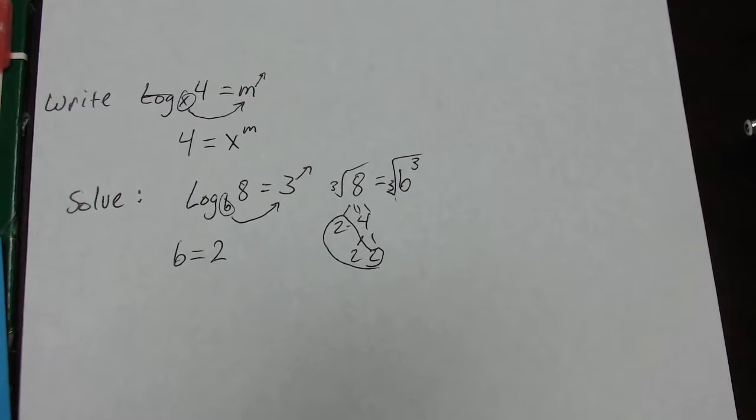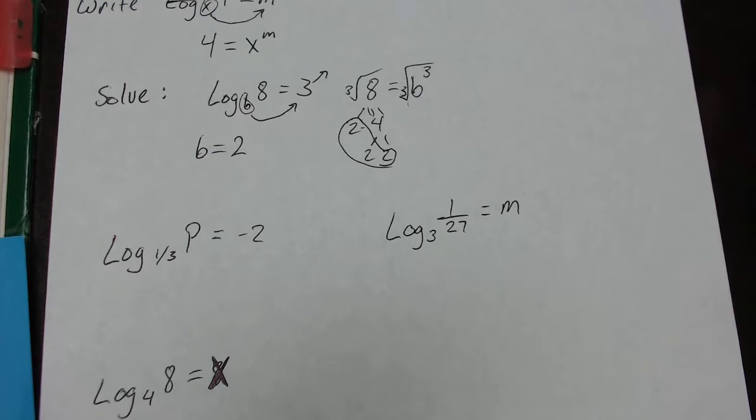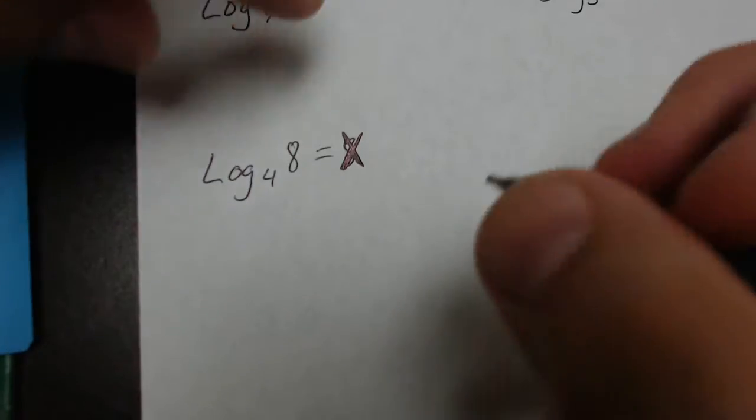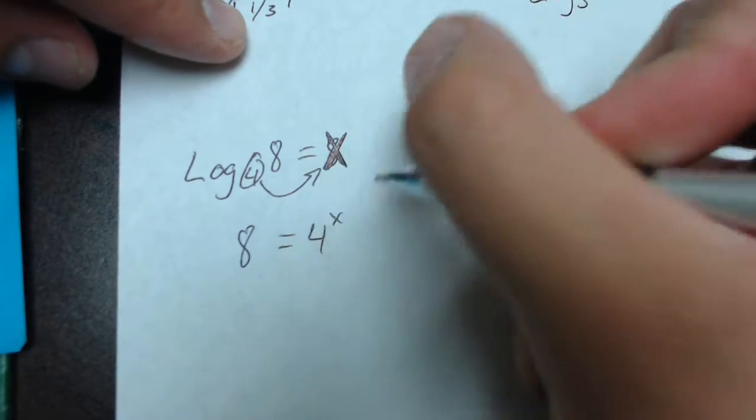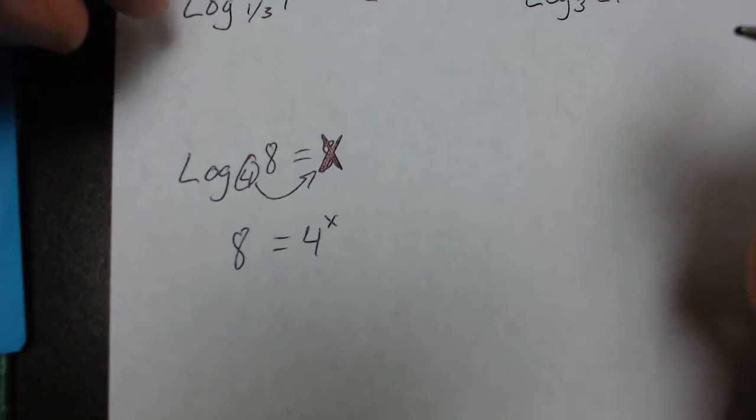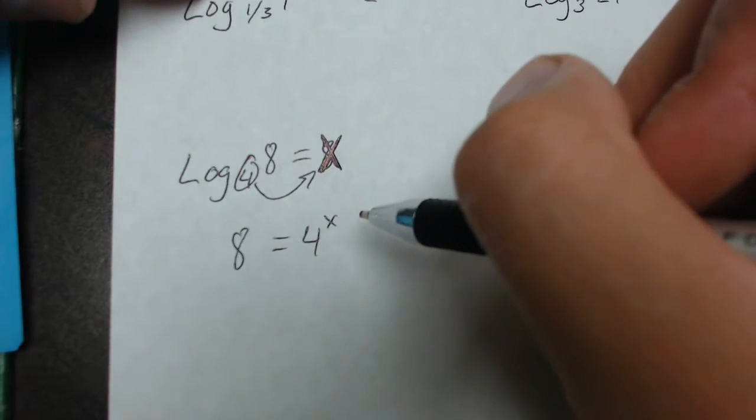I'll write a couple of these because this is going pretty quick, and these can get pretty confusing. There we go. Okay, we'll start with the easiest one down here. Log base 4 of 8 equals x. Again, we just take the 4, move it over here, x becomes the exponent. We get 8 equals 4 to the power of x. From here, we just need to figure out 4 to what power equals 8.